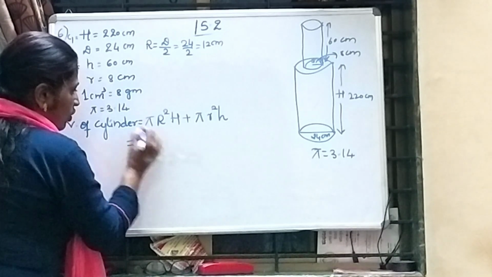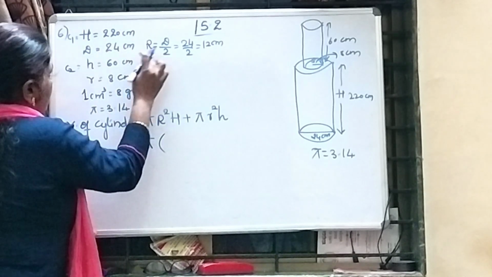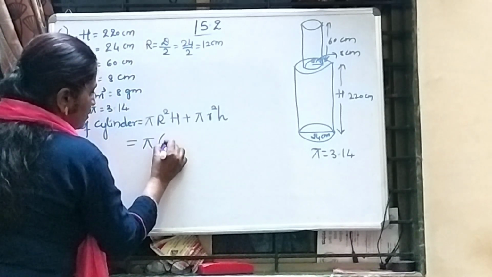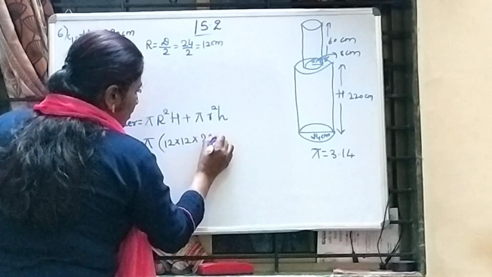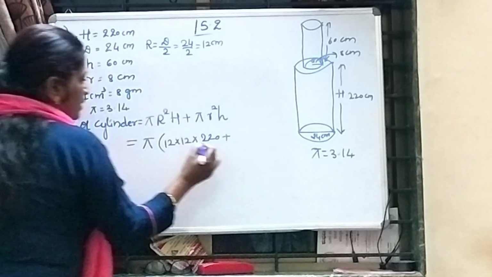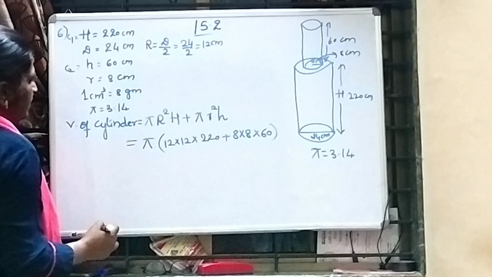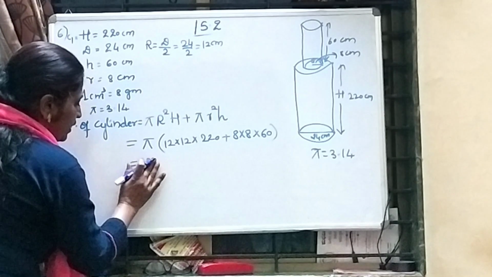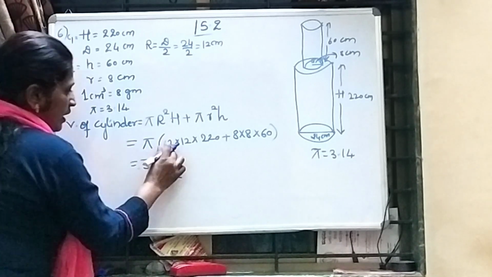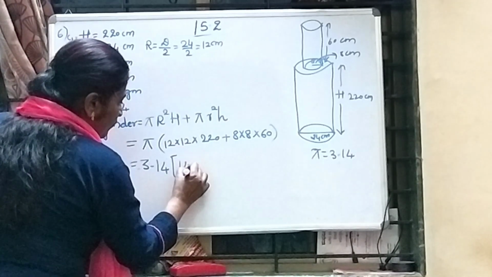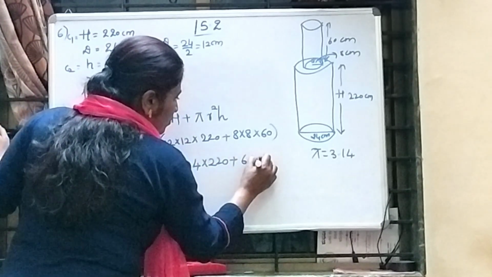Now I will take pi only as common. We cannot take R and H, they are different. Capital R is 12 square, 12 into 12 into H which is 220, plus small r is 8, 8 into 8, and small h is 60. Yes, this is 22 by, sorry, it should be taken as 3.14. 12 into 12 is 144 into 220 plus 64 into 60.